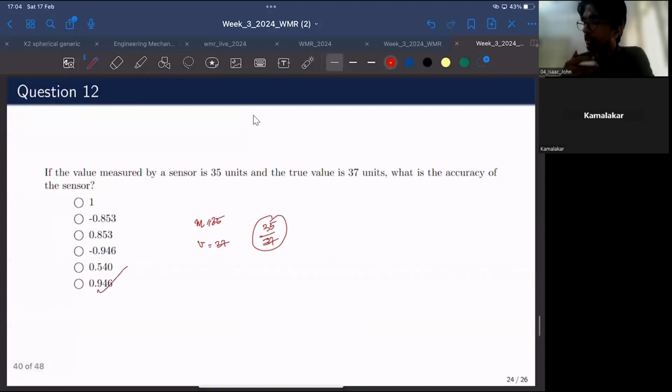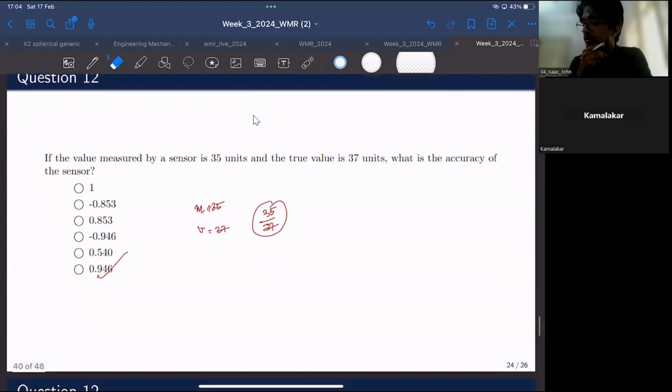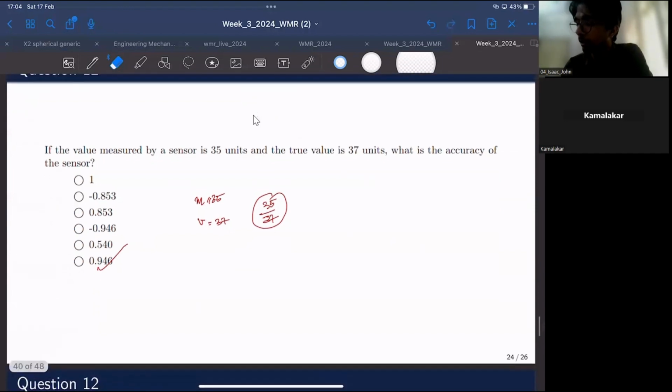But maybe sometimes it may ask what the error is. If it is the error, then you have to subtract it. It should be 37 minus 35 by 37. If the error was asked, you should have done this. But since accuracy has been asked, it's nothing but 35 by 37. In the lecture, you might have come across the formula 1 minus (m minus v) by v. This term is simply the error, and if you subtract the error from one, you will get accuracy. So that is also true. We simply did this in a single step since accuracy is asked.